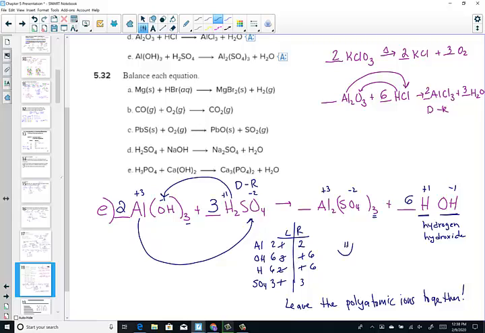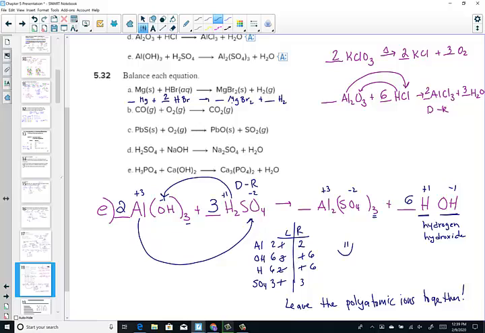All right, good work. How about the second set? Magnesium plus HBr yields magnesium bromide and hydrogen gas. 1 Mg, 1 Mg, check. 1 H, 2 H's. I'll start by placing a 2 in front of the H and in front of the Br.